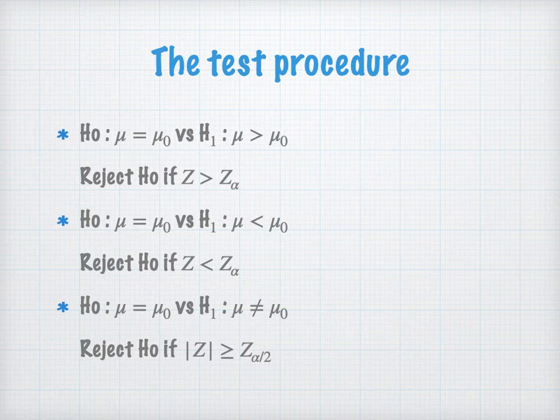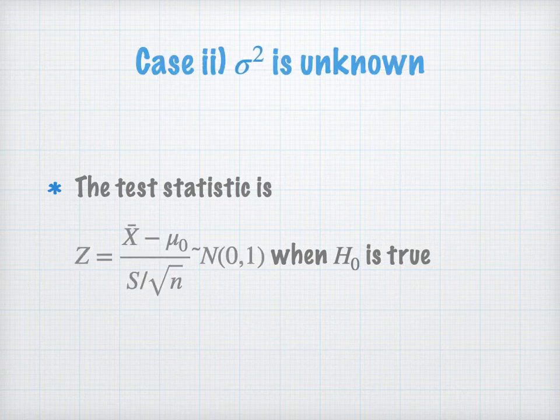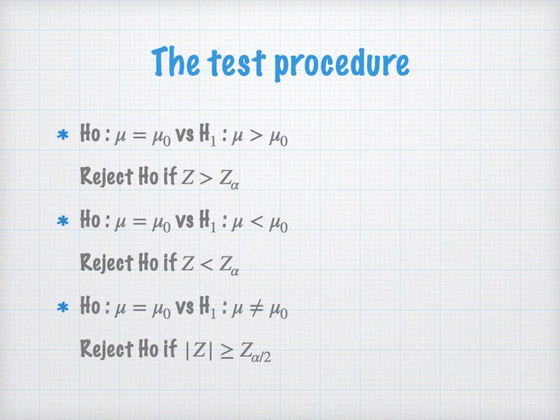In the first one, we have H naught as mu equal to mu naught, which is common for all the cases, versus H1, which is mu greater than mu naught. Suppose we are going to test this H naught, mu equal to mu naught, with the alternative mu greater than mu naught, then how will we take a decision? We shall take a decision based on the z value that we are calculating from this test statistic. If that z value is greater than this z alpha, then we will reject the null hypothesis.